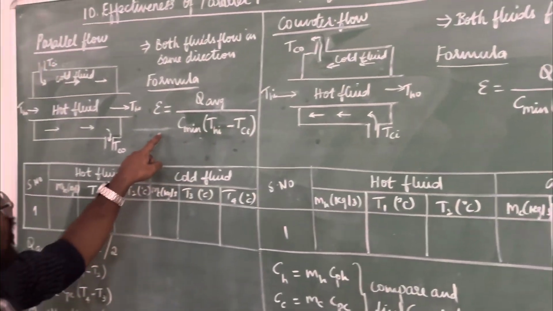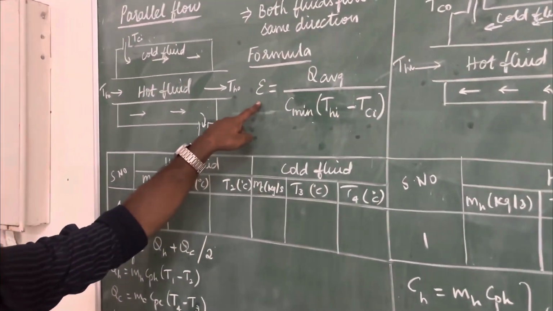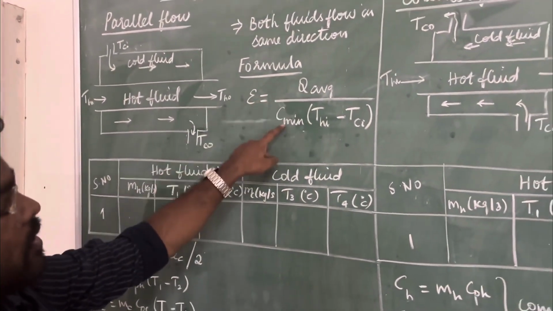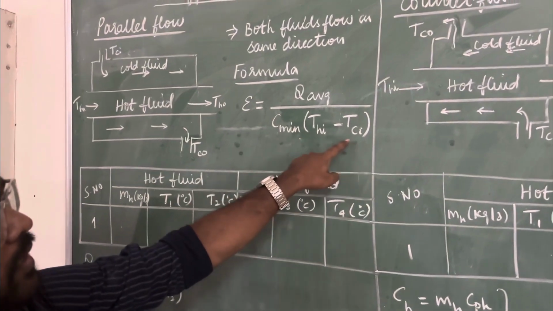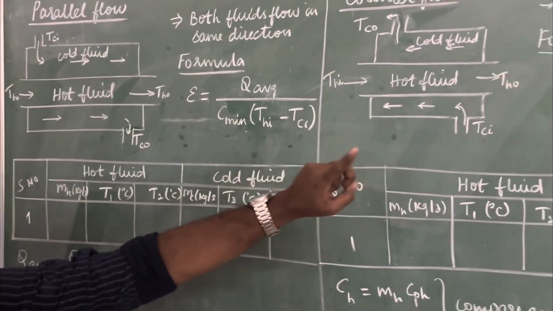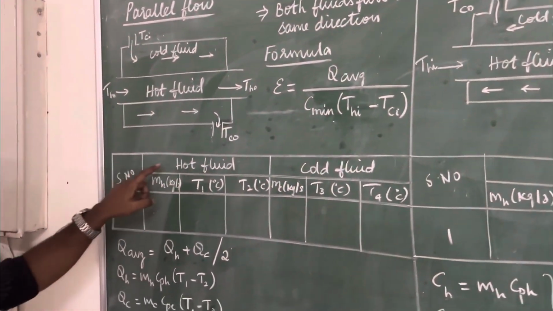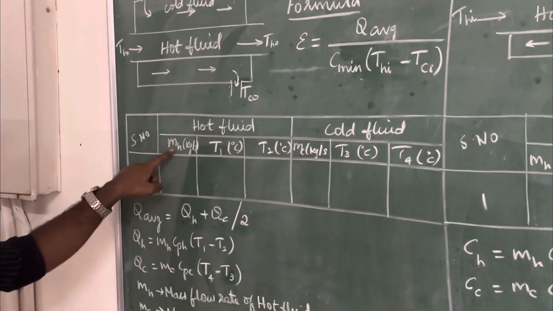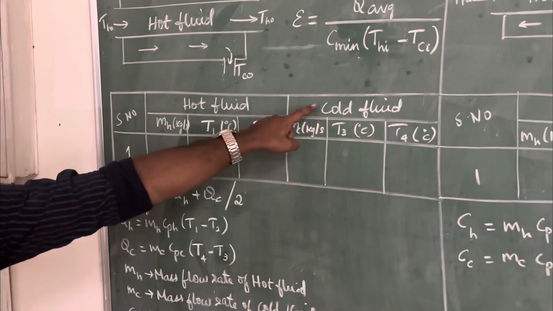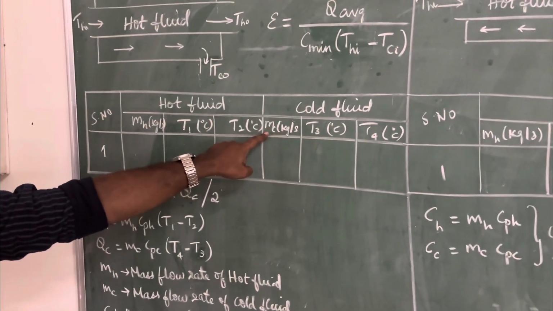So in this experiment we are going to determine the effectiveness. Its formula is Q average divided by C minimum times (Thi minus Tci). The same formula applies for the counterflow heat exchanger also. Here we need to find the mass flow rate for the hot fluid, as well as the mass flow rate of the cold fluid.